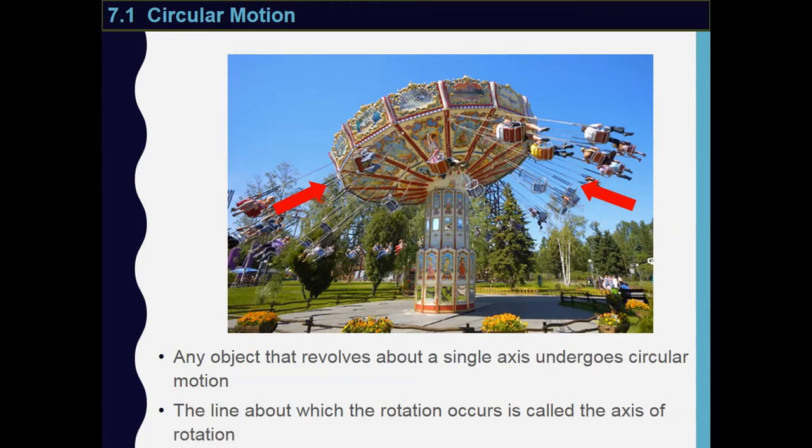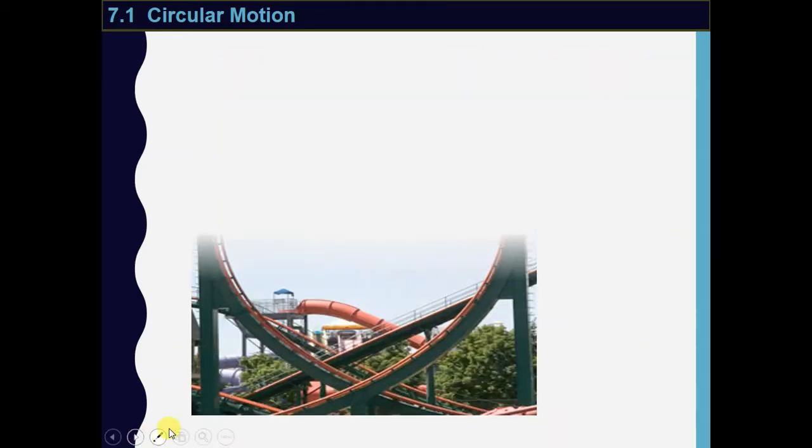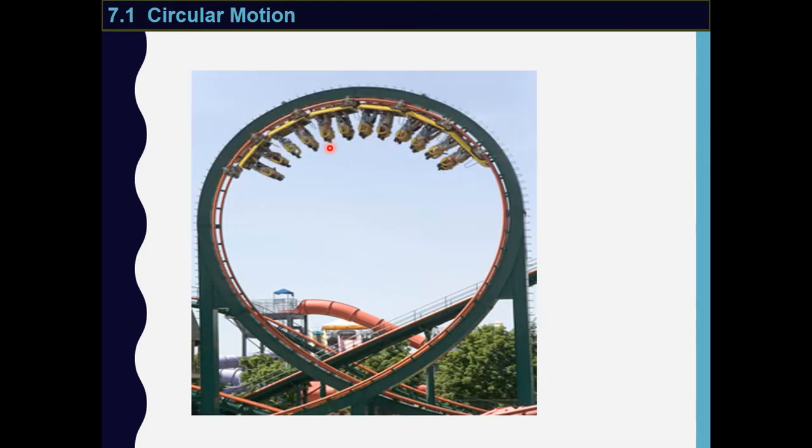Okay, so the line about which the rotation occurs is called the axis of rotation. So here is the center. The axis that passes through the center is called the axis of rotation. Here is another example. These children are also in circular motion because they are moving around a specific center here.